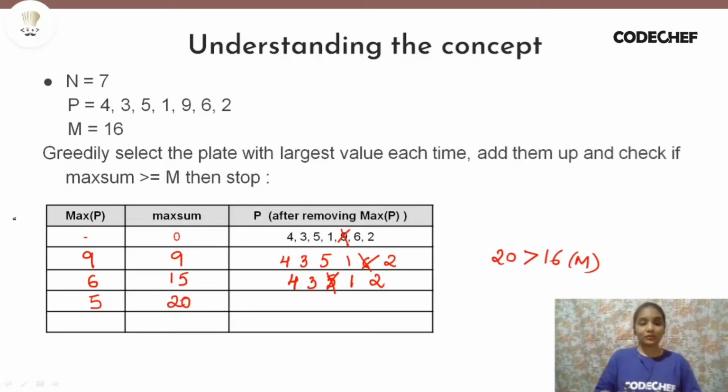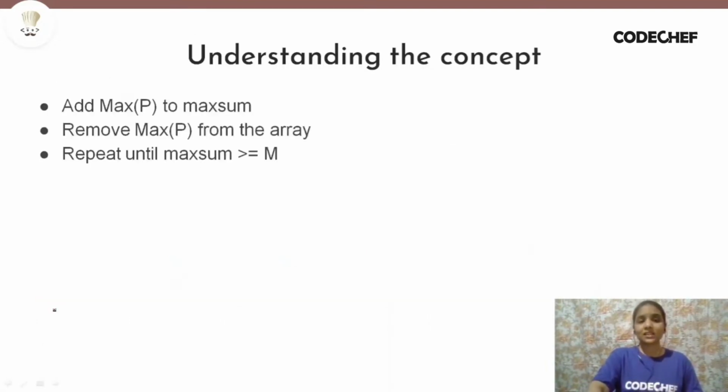So now we know that we need a minimum of 3 plates to eat at least M number of meatballs. This is how we are going to select the minimum number of plates. Now what was actually happening in this question is that we were each time selecting the largest value out of the array and adding it to max sum.